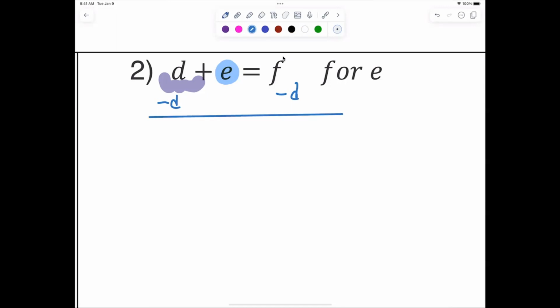So someone should be able to tell me that E is equal to what? F minus D. That's how easy literal equations are. E is equal to F minus D. That's it.